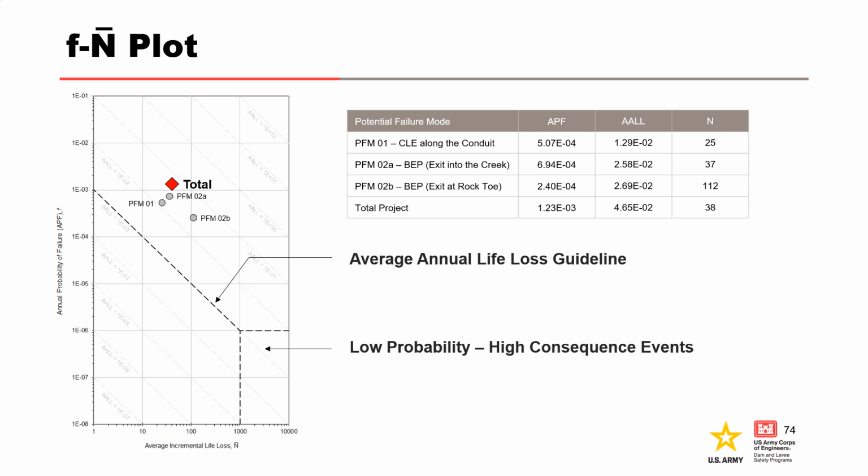Here is how the risk from our example plots on the little FN chart. Remember that the marginal risk for each PFM is plotted along with the total. The competing risk model adjustment is only used to compute the contribution to the total. The total plots more than an order of magnitude above the average annual life loss guideline, and risk reduction would very likely be recommended unless there are exceptional circumstances.